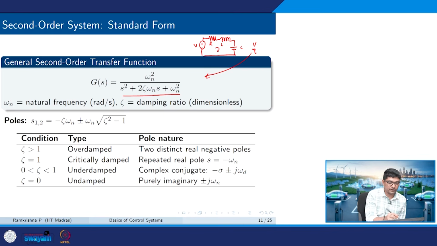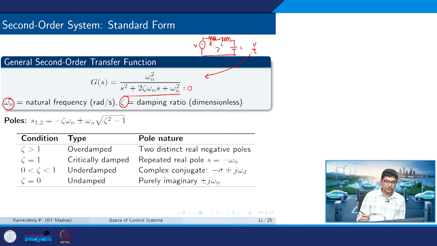So, bunch of things I have here. Omega n I will call the natural frequency of the system, zeta is the damping ratio and so on. So, if I look at what the poles of the system are, I equate this denominator to 0, and now I am just solving a quadratic equation.